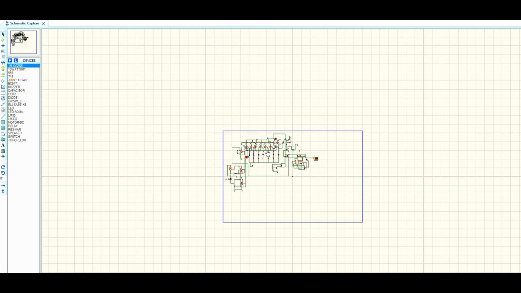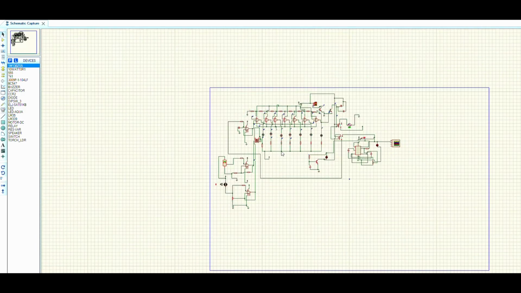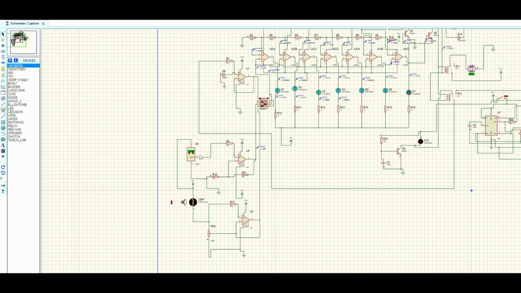So let's see here. As the temperature is high, look, when I increase the temperature, the last LED is also turned on, and our fan is also turned on. This was the concept behind this.